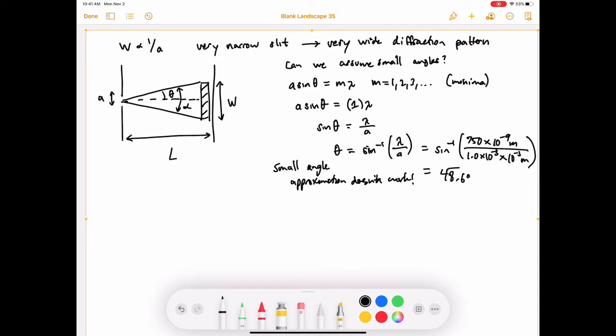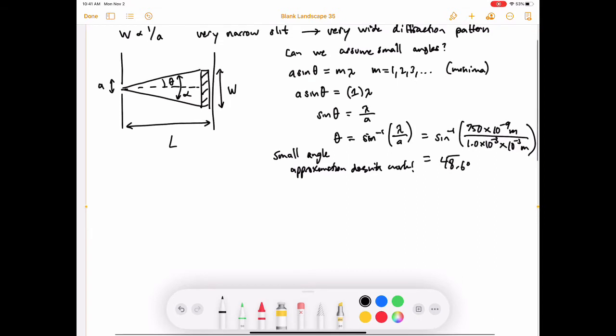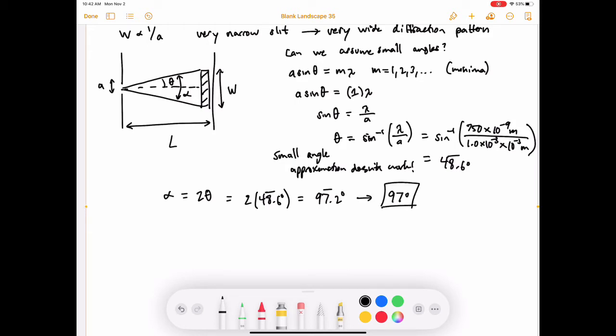Okay, so we're not using the small angle approximation here. But now that we have that answer, we can calculate alpha, which is how wide is the central bright spot in terms of an angle. Alpha is just 2 times theta, right? It's going off the diagram. So that would be 2 times 48.6 degrees with 2 sig figs, by the way, which would be 97.2 degrees. Round that to a nice 97 degrees with 2 sig figs. Okay, so it's a very wide pattern, as we said earlier.